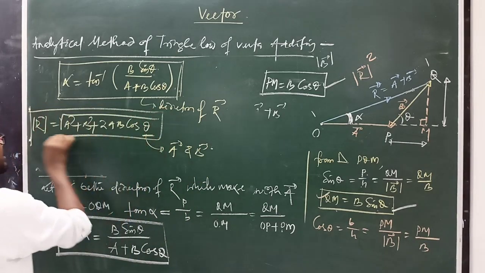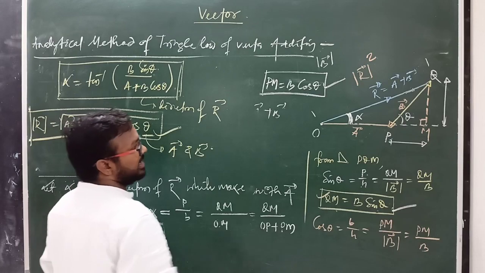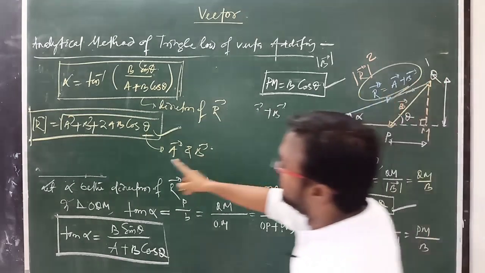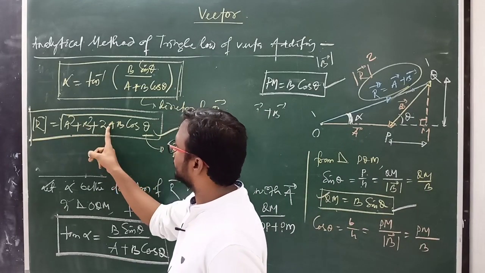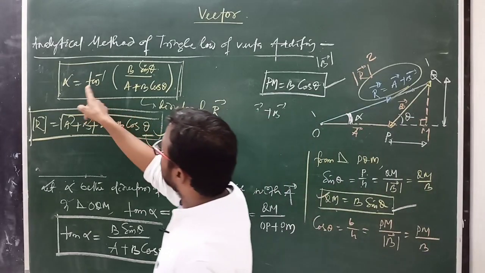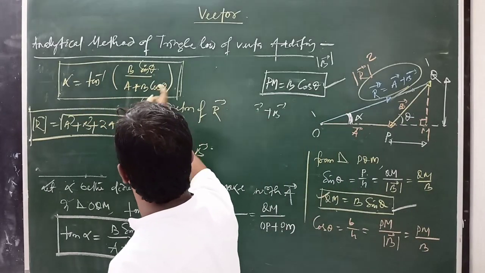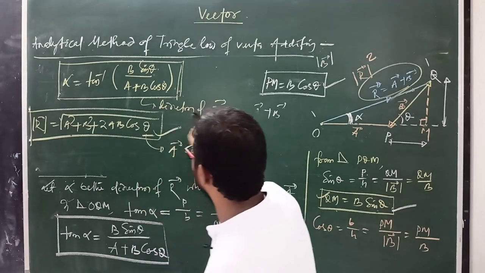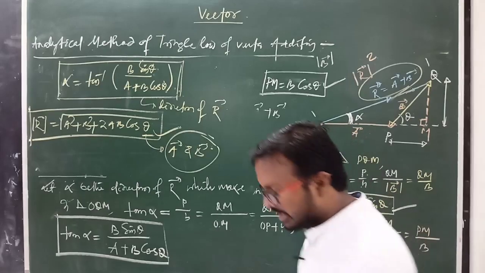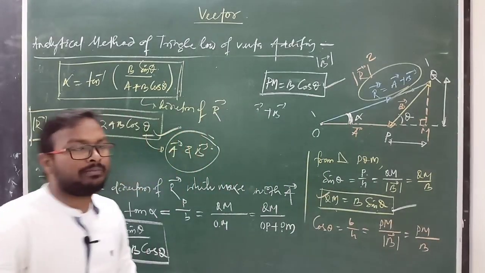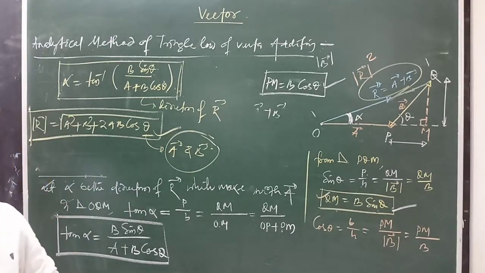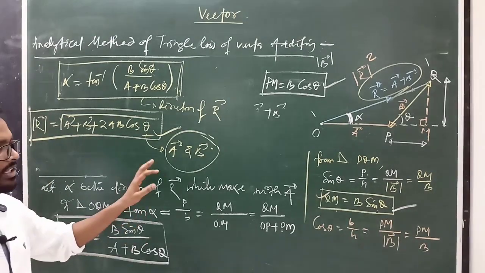This is an important relation of the resultant vector, and this is the vector format. R vector equals A vector plus B vector, and its magnitude is the square root of A square plus B square plus 2AB cos theta. And its direction is tan inverse of B sin theta by A plus B cos theta, where theta is the angle between A vector and B vector. Clear? This is all about the triangle law of vector addition. We discussed here the graphical representation and analytical representation of the triangle law of vector addition.